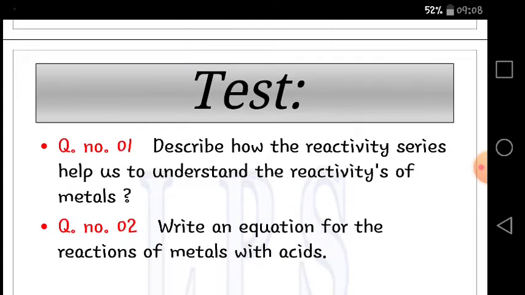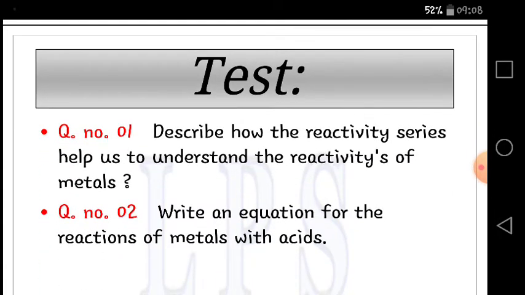Now a test I have selected for you. Question number 1, describe how the reactivity series helps us to understand the reactivities of a metal. Question number 2, write an equation for the reactions of the metals with the acid. You have to write the answers in your test notebooks and then send them to your respective groups for evaluation.